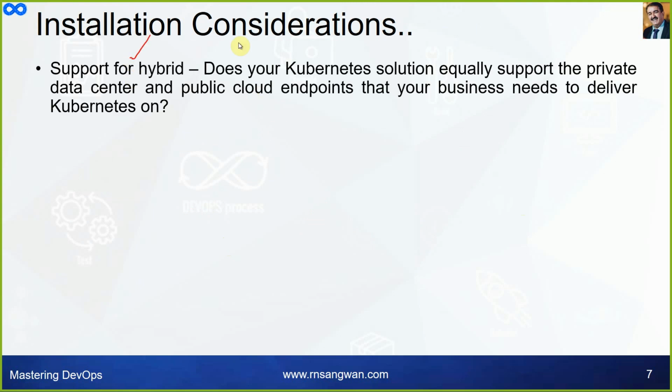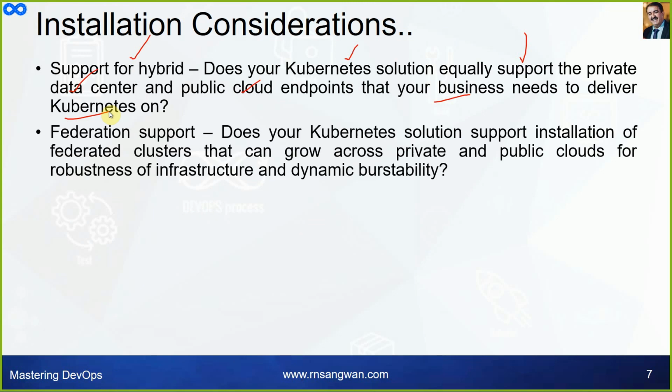Support for hybrid. Does your Kubernetes solution equally support the private data center and public cloud endpoints that your business needs to deliver Kubernetes on? The client may prefer support for hybrid, the public cloud and the private cloud. Federation support. Does your Kubernetes solution support installation of federated clusters that can grow across private and public clouds for robustness of infrastructure and dynamic stability? You need to plan and take a call on this also.